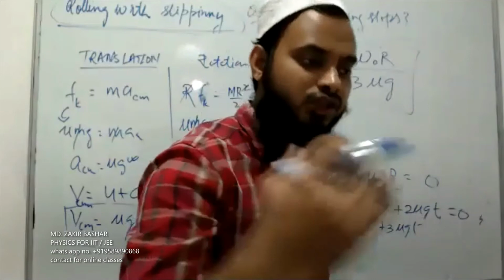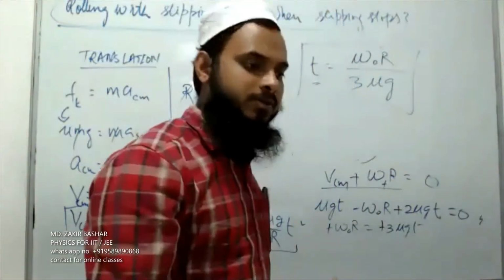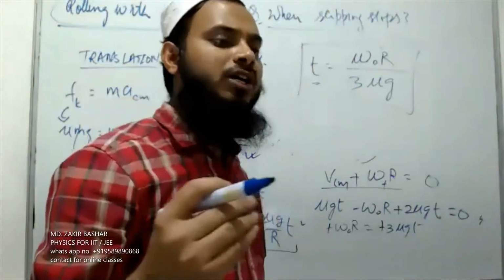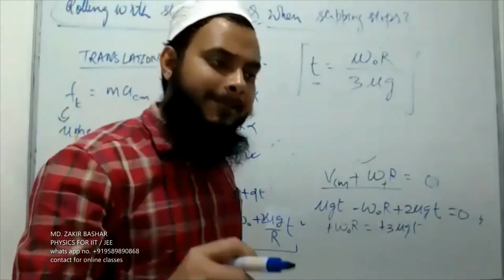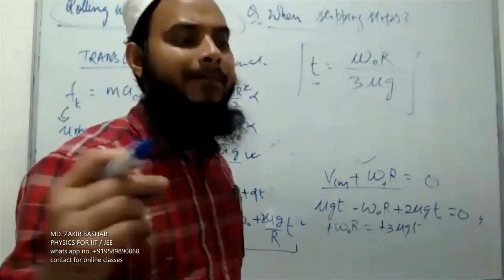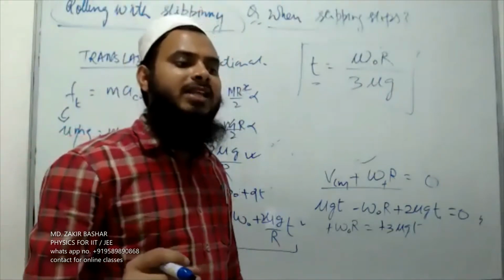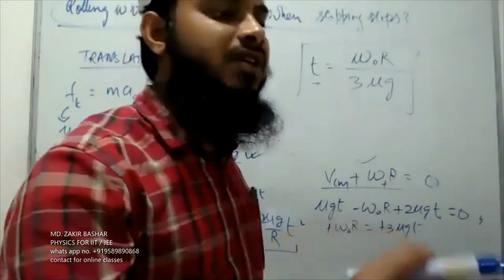When the slipping stops, that is when the points of contact have the same velocity, Vp will be equal to Vp dash, or when the kinetic friction achieves its goal.